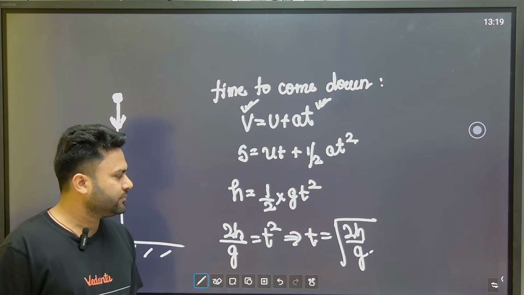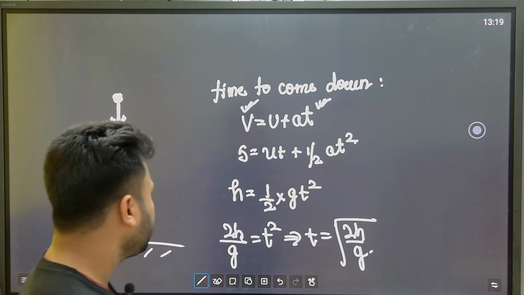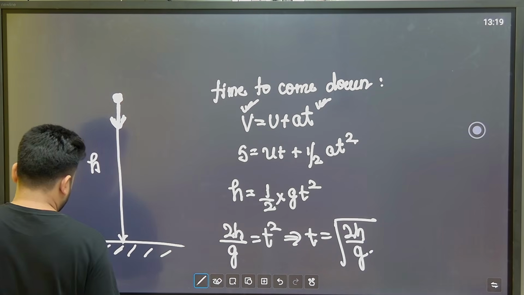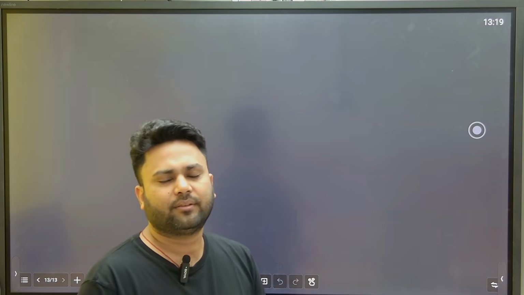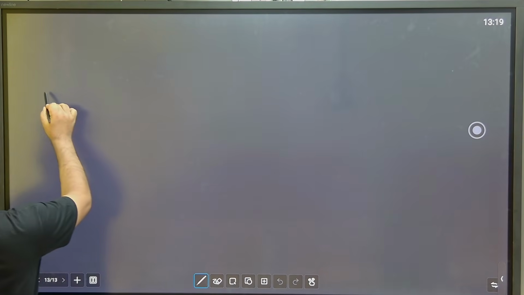Correct? So these things should be clear. So the direction of motion should be clear. Correct? Now some important points that you need to remember.